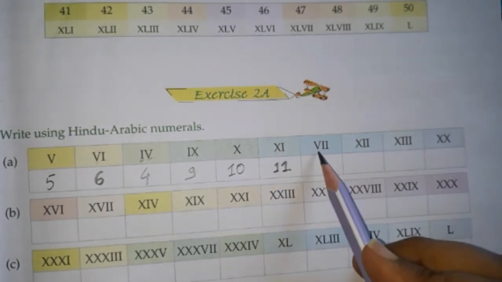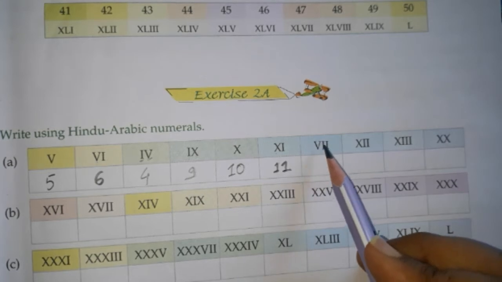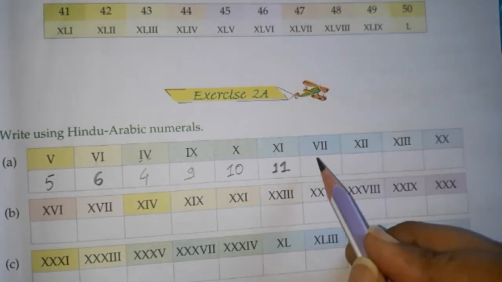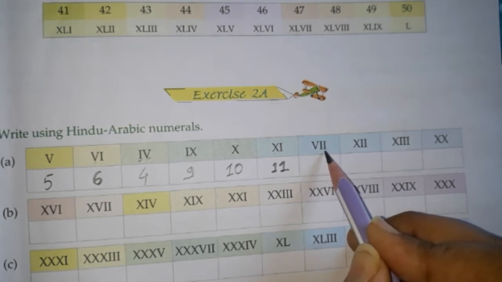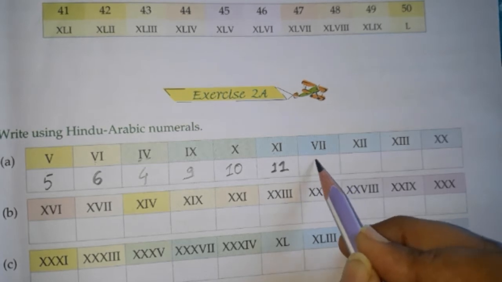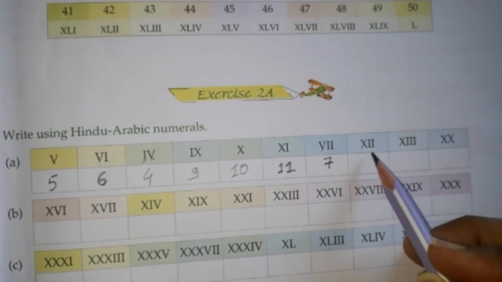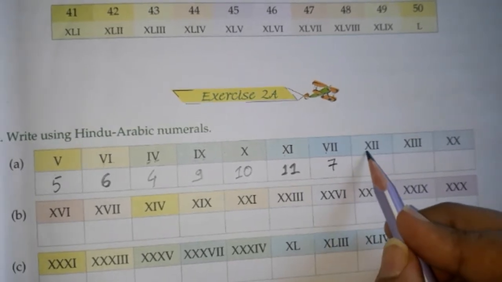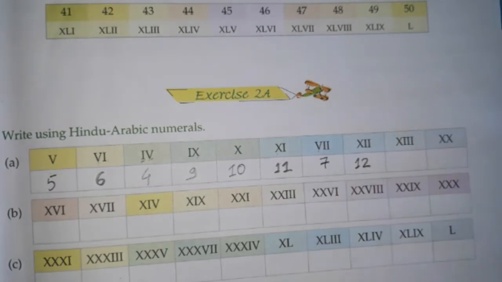Next is VII. Again, two smaller numbers, I and I, are written right of the greater numeral, so they will get added to it. V means 5. This I and I together become 2. 5 plus 2 is 7. Next, according to the rule, if a smaller number is written to the right of a larger numeral, it will get added to it. X means 10, these two I's mean 2. 10 plus 2 is 12.